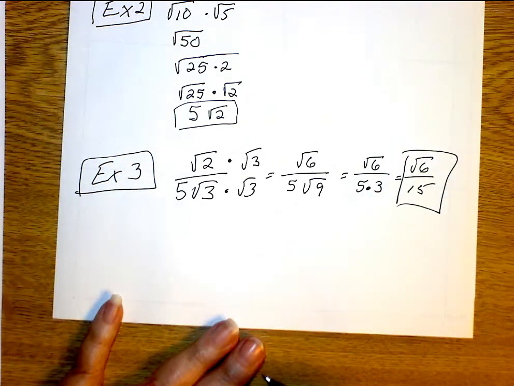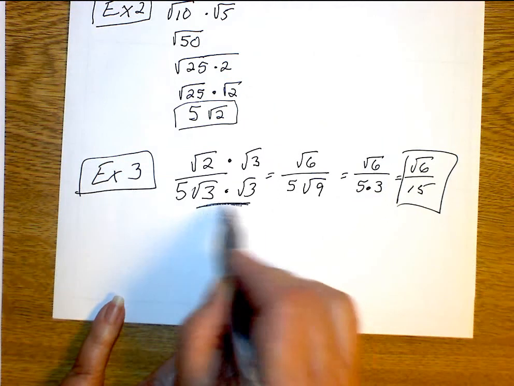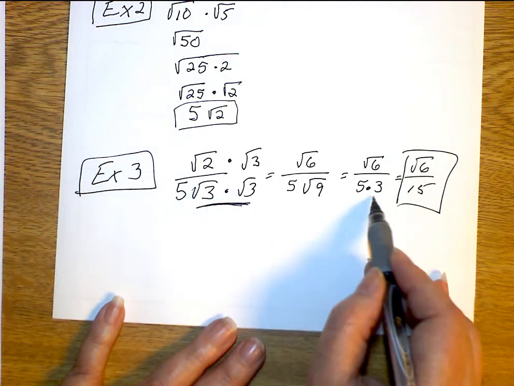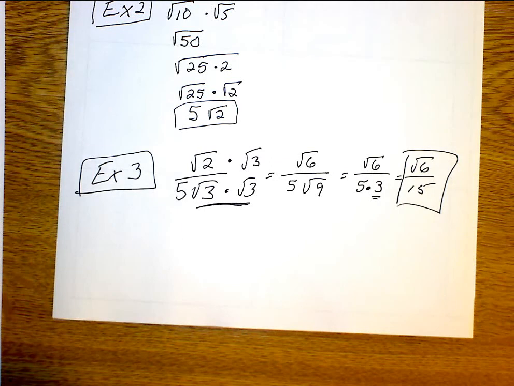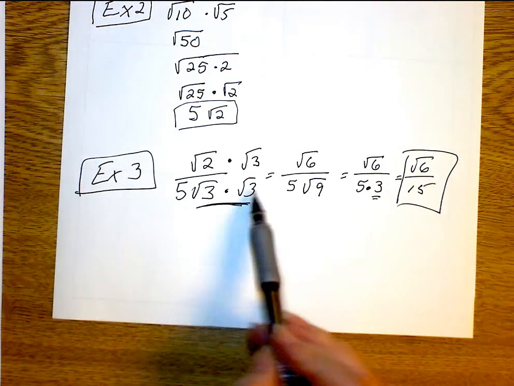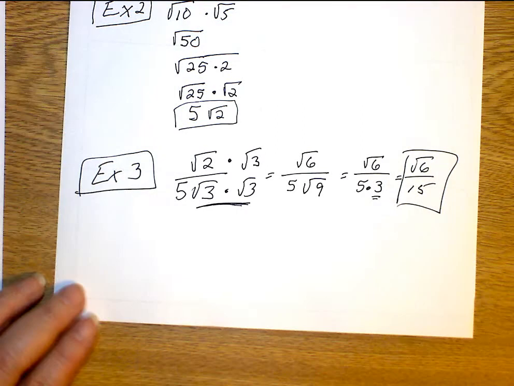I will tell you that I'm going to be jumping from square root of 3 times the square root of 3 to 3. Anytime you have two numbers that are the same multiplied together, it's going to give you that 3. You can always put that square root in there. All right?